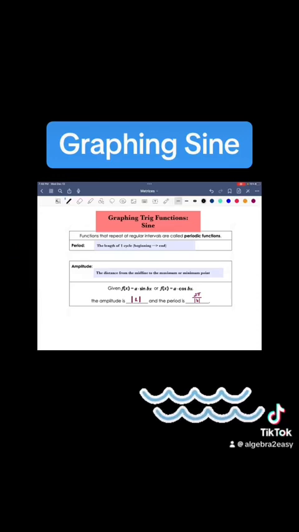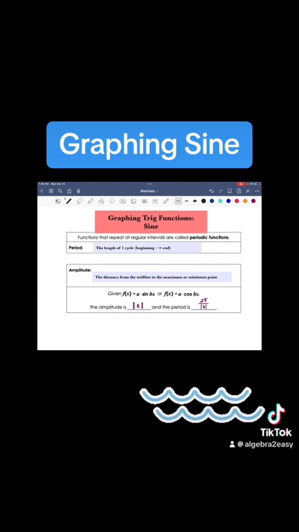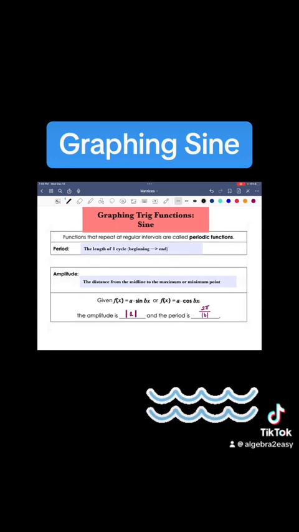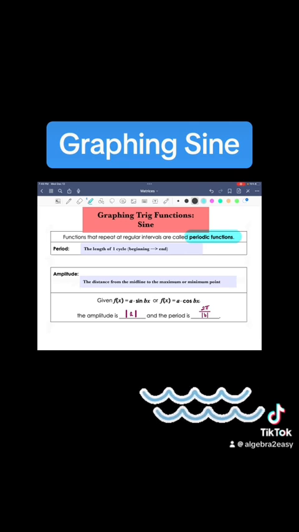Today we are talking about graphing trig functions. Before we get started, we should probably break down just a few details about trig functions in general. Sine and cosine functions are referred to as periodic functions, and that's because they have a regular interval that keeps repeating, so they flow like a wave.